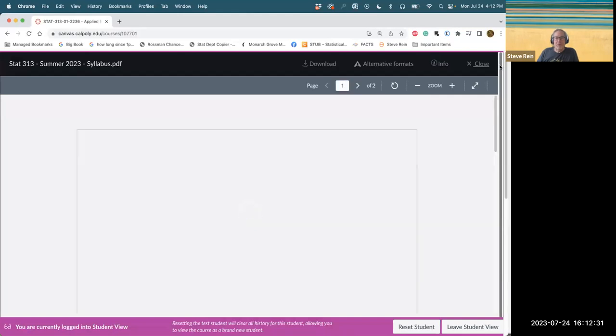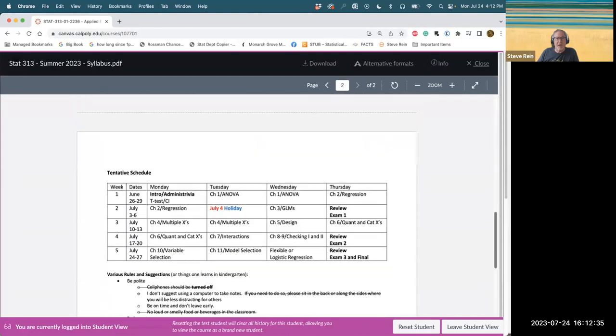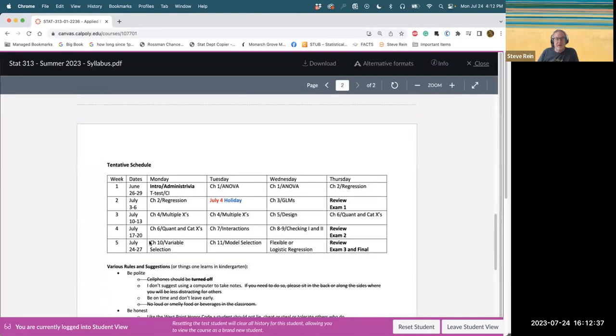If we're looking at what we're supposed to get done during the whole of the term, we are really close to the end. And today is chapter 10. And tomorrow is 11. And then we'll see what happens on Wednesday. And where it says chapter 10/variable selection, I probably should not have written it that way. I should have written chapter 10 model selection and chapter 11 variable and model selection.